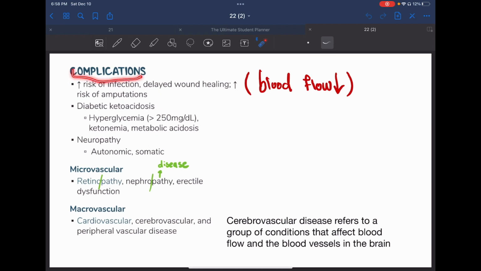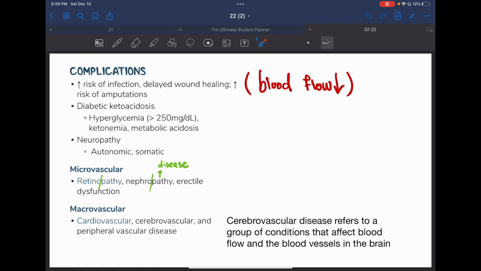What are the complications? When the blood flow is getting less, the white blood cells cannot reach the organs. So there's a higher risk of infection, delayed wound healing, and a higher risk of amputation. The patient can also have diabetic ketoacidosis. What it means is that when the glucose in the blood is higher than 250 milligrams per deciliter, the body has ketone bodies.